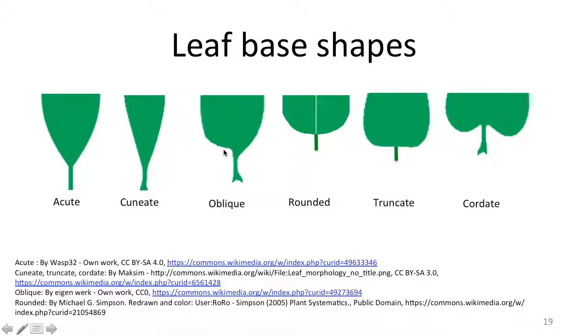The next shape is oblique, and the important thing for an oblique leaf is that the two sides are not symmetrical. So you can see if you folded this in half, the two sides would not line up. I will warn you that any leaf you look at, if you look really closely, is never going to be perfectly symmetrical. However, for a leaf where we use the term oblique, it's very easily noticeable that it is asymmetric.